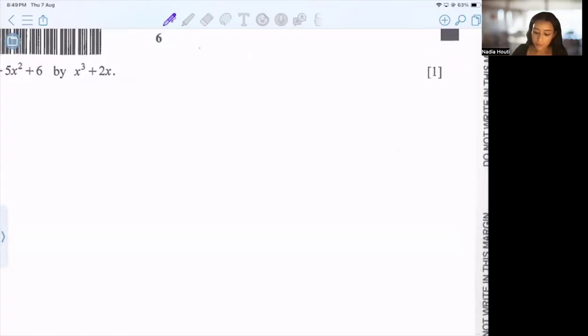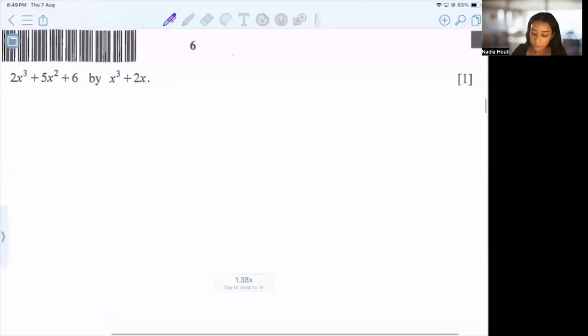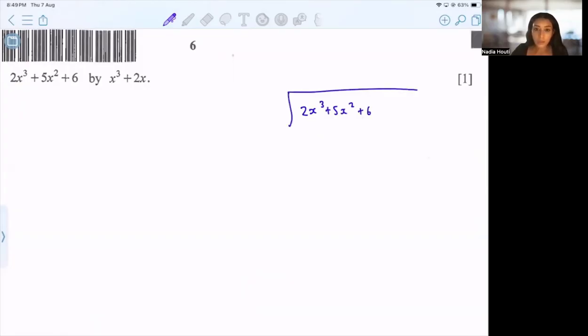All you have to do is first write down the dividend. So that is the first polynomial, 2x cubed plus 5x squared plus 6. And then you divide it by the divisor, and that will be x cubed plus 2x.